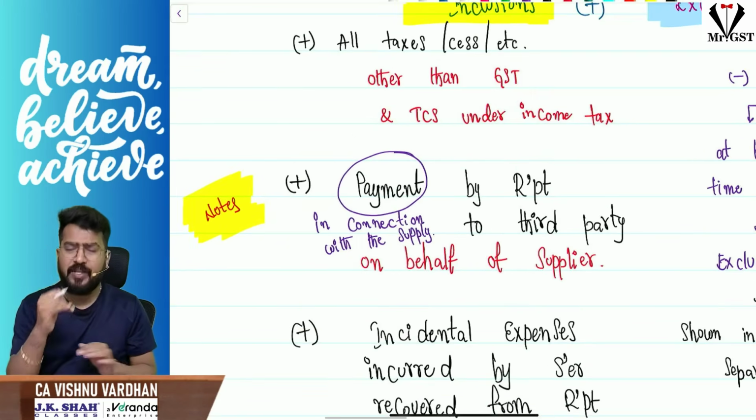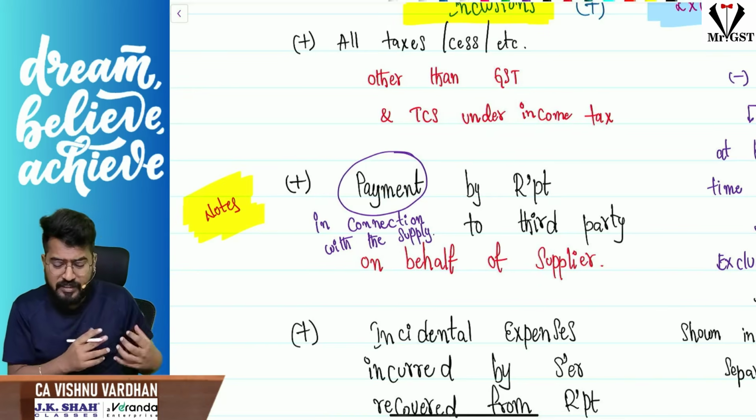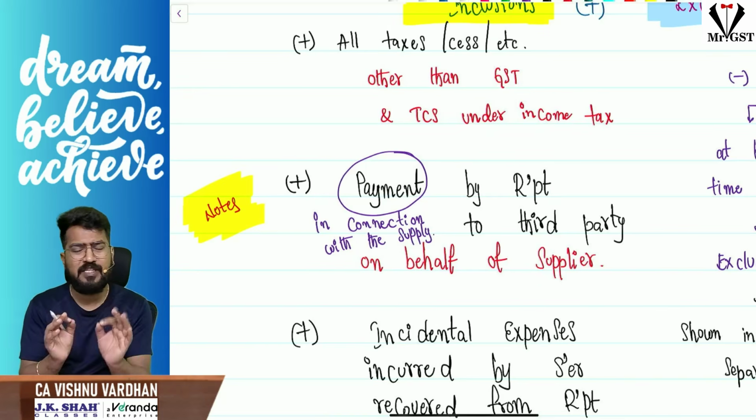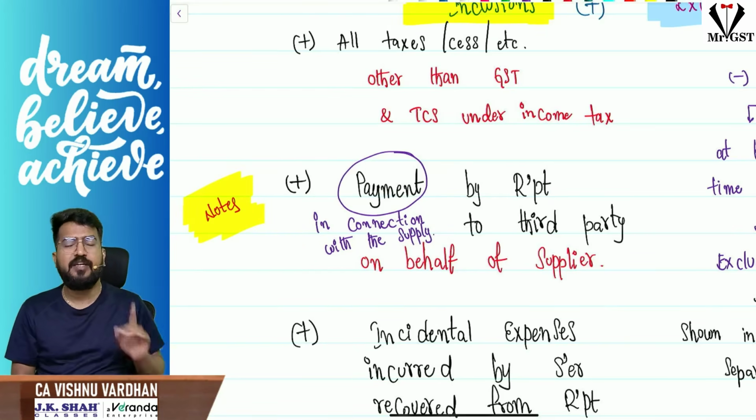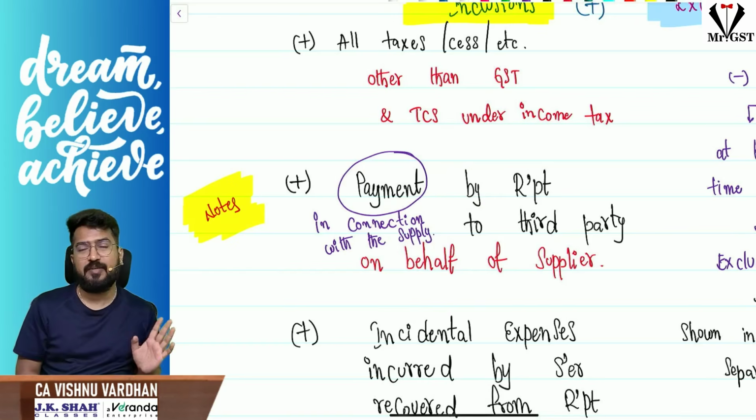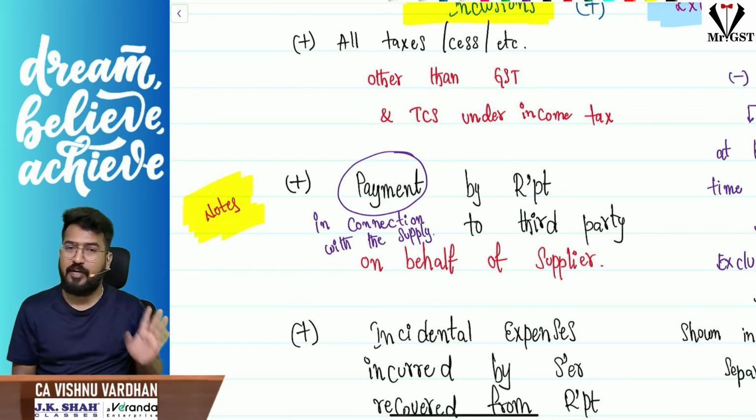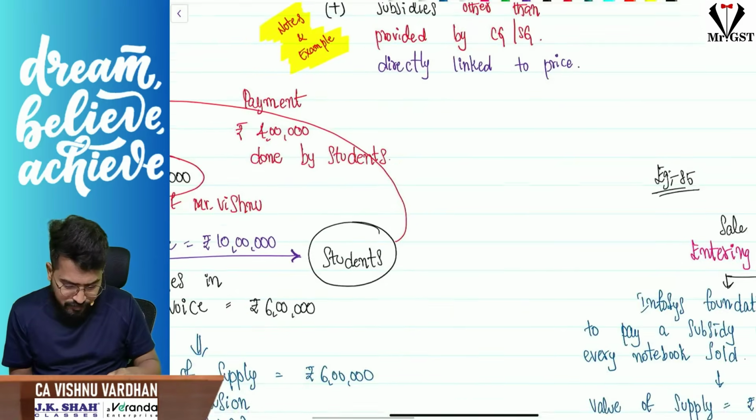Next, number 2: payment made by the recipient which is to be incurred by the supplier. In simple words, it is an obligation of the supplier discharged by the recipient. If the obligation of the supplier is discharged by the recipient, then that should be added to the value of supply.